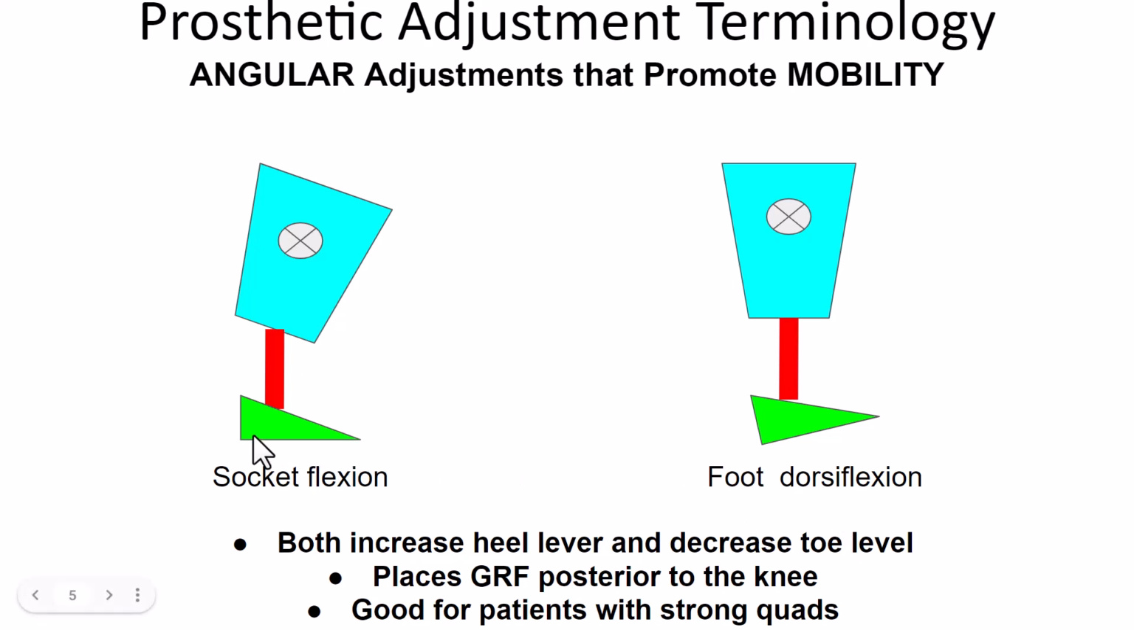If you look over here, the ground reaction force coming up at the heel now has a longer distance between it and the center of the socket. However, the toe lever is shorter. Hopefully you can see that if you take this image for socket flexion and rotate it just a little bit counterclockwise, it looks a whole lot like the foot dorsiflexion. As I've said, both of these adjustments are going to promote mobility or knee flexion. Therefore, they're going to be better for patients with strong quads.